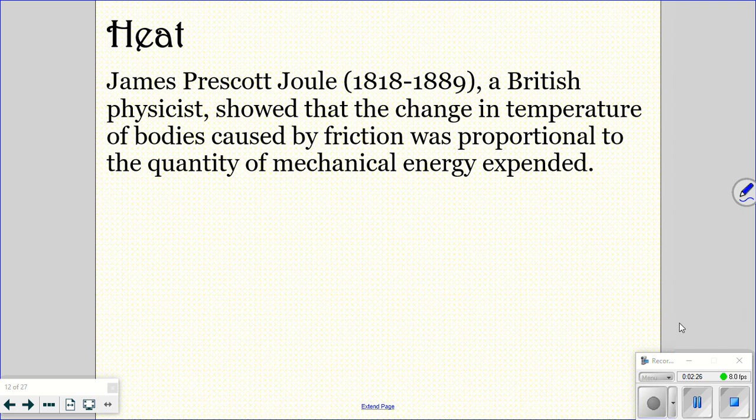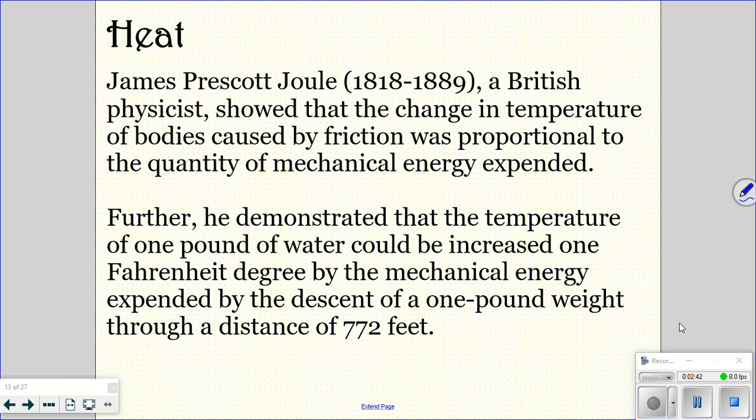We talked about James Prescott Joule a few lessons ago, and he showed that the change in temperature of bodies is caused by the friction. It's proportional to the quantity of mechanical energy expended. He also demonstrated that the temperature of 1 pound of water could be increased 1 Fahrenheit degree by the mechanical energy expended by the descent of a 1 pound weight through a distance of 772 feet. I'm not exactly sure how he demonstrated that it was exactly 772 feet, but somehow he did.